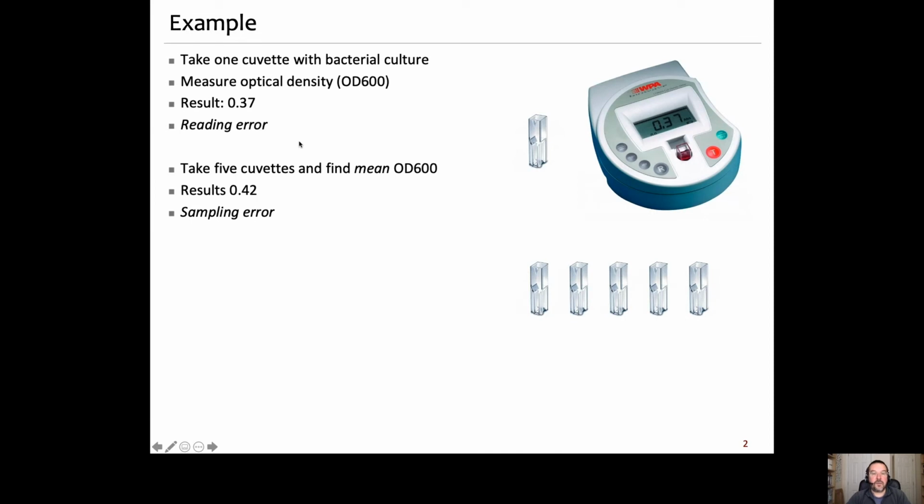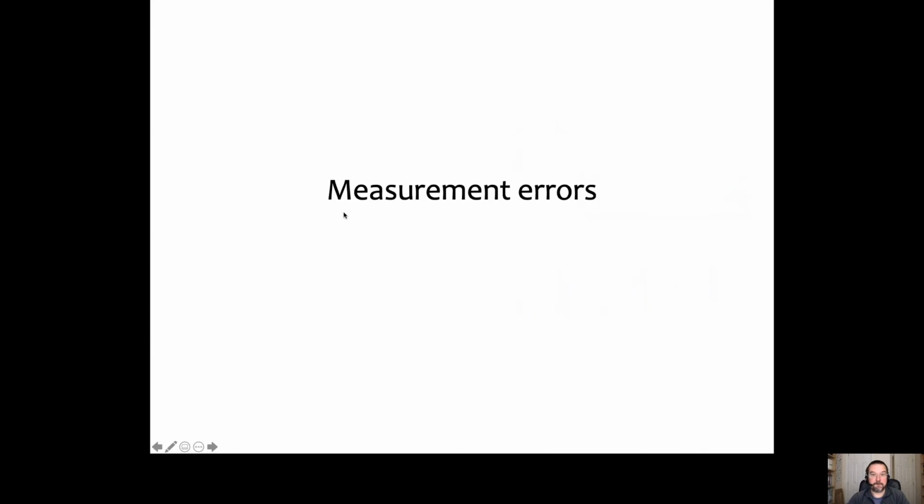If we do the same experiment multiple times, that is, put different aliquots in each of the cuvettes and do individual measurements, then we are going to find a mean of all these measurements. We get a result. Let's say the result is 0.42. The uncertainty of this result is called a sampling error. These two are examples of measurement errors, and that's the topic of the first part of the talk.